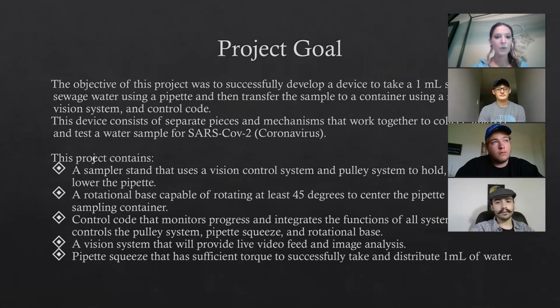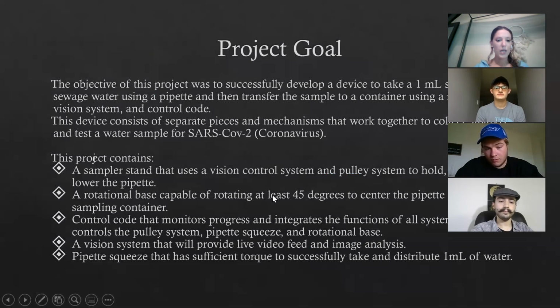So to summarize, the project goal was to successfully develop a device to take 1 milliliter of sewage water using a pipette and then transfer the sample to a container using a vision system and control code. This device consists of separate pieces and mechanisms that work together to test the water sample for COVID-19.